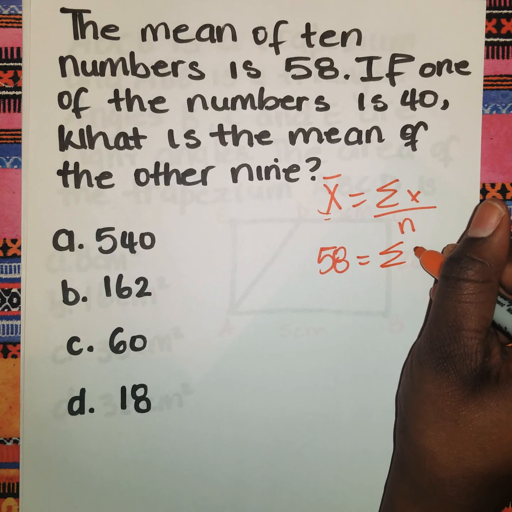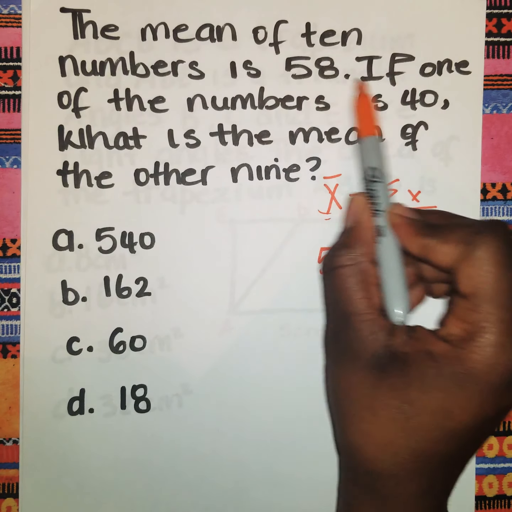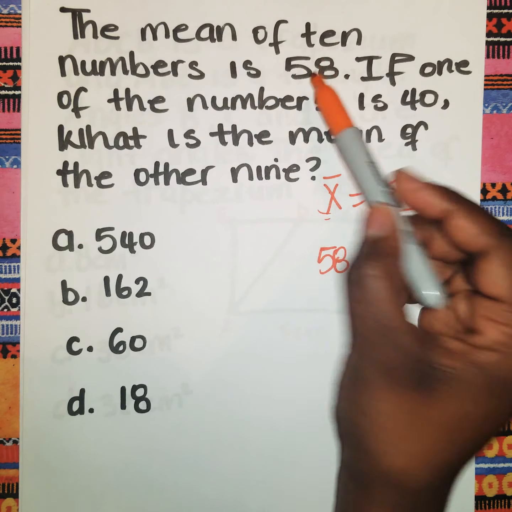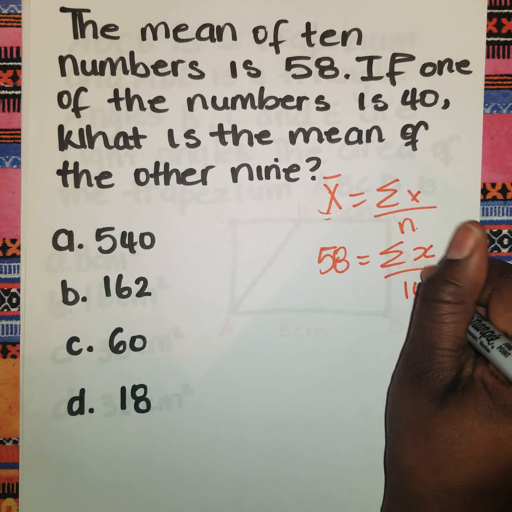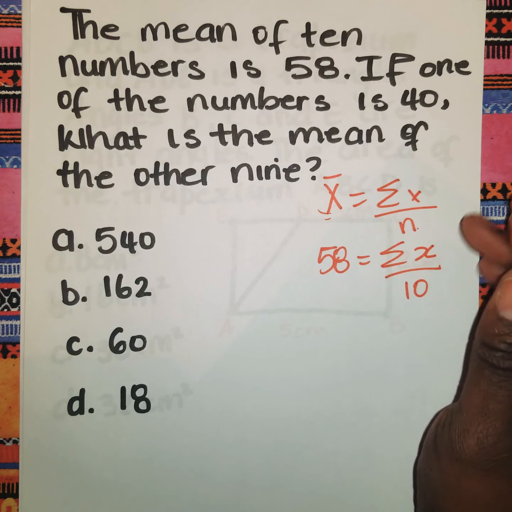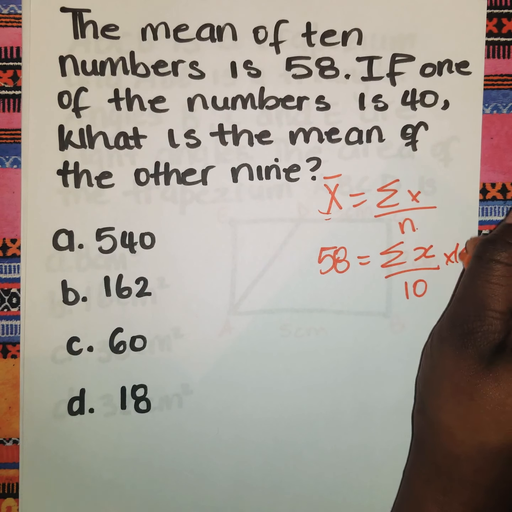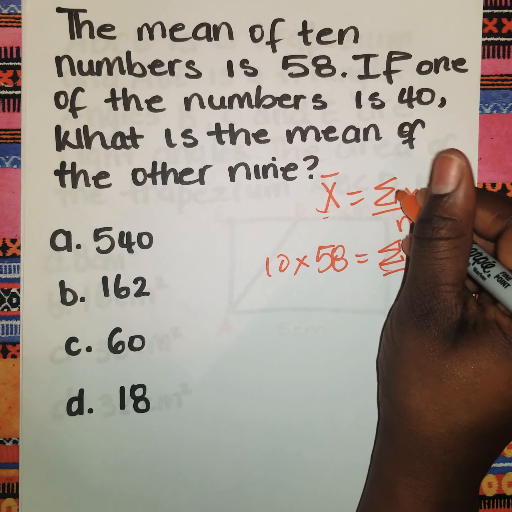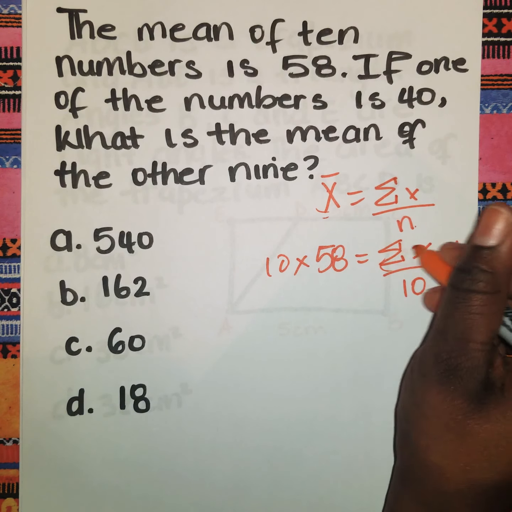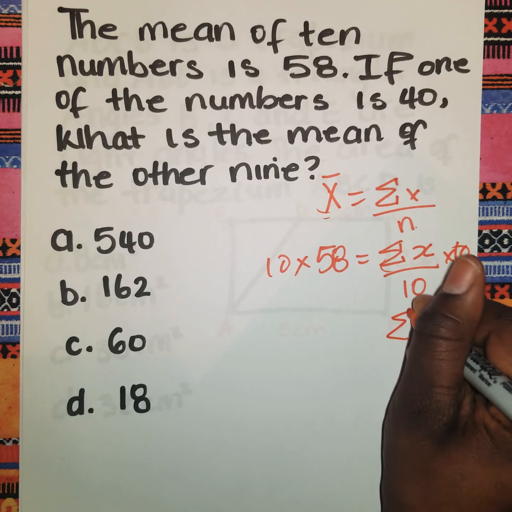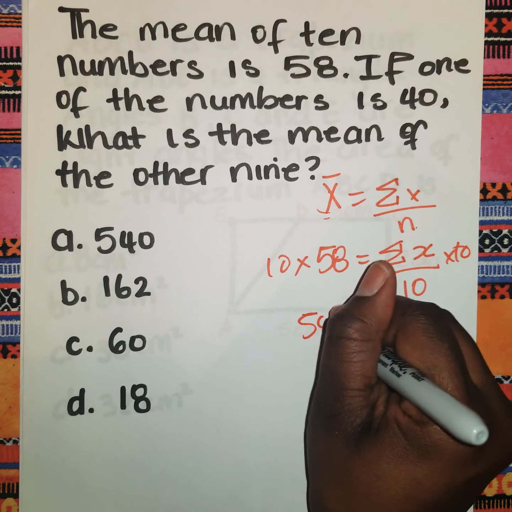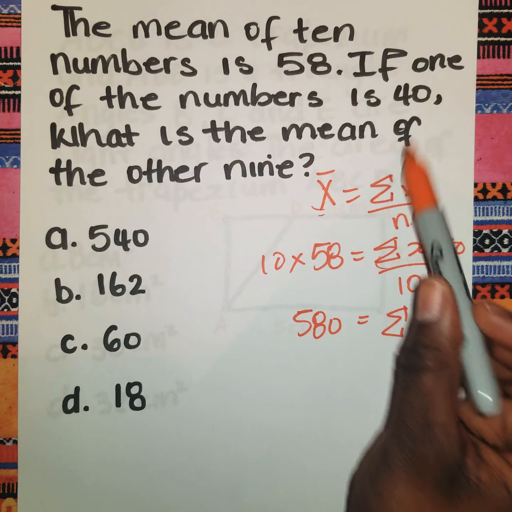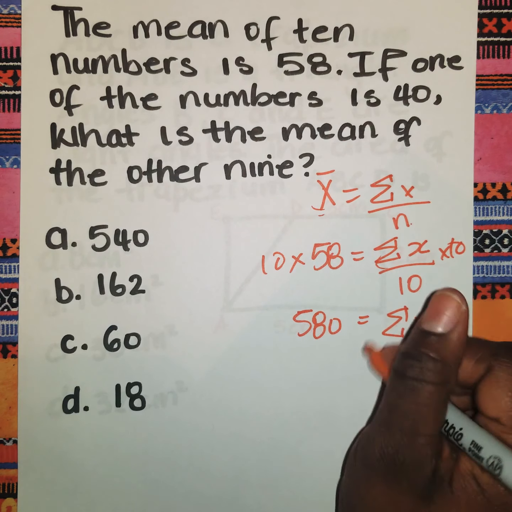The sum of x, we're going to write it back because the information given did not talk about the sum. And it says the mean of 10 numbers, that means n is 10. So if you want to know what the sum of the 10 numbers would equal to, you would have to multiply both sides by 10 and transpose to make the sum of x the subject. So the sum of x is equal to 580.